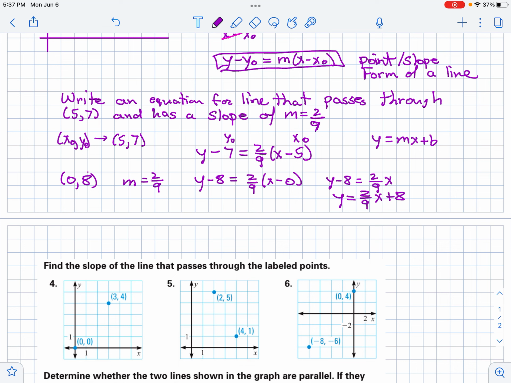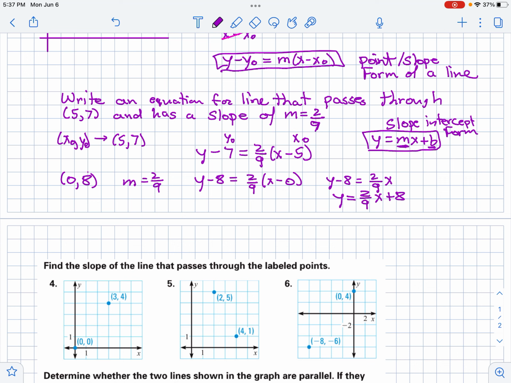The slope-intercept form. Now, if you want something in this form, here you can clearly see the slope and where it crosses the y-axis. You can't see the y-intercept with this one over here. However, if I were to solve this equation for y, I would have it in this form. So let's take a look at that.